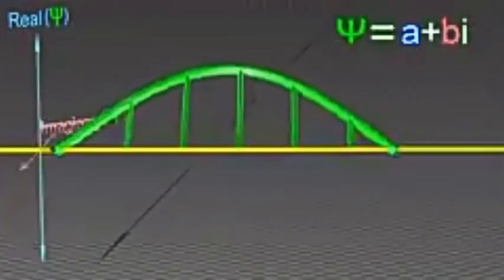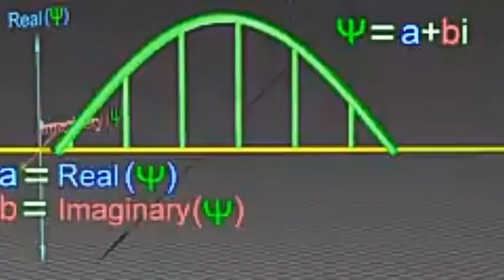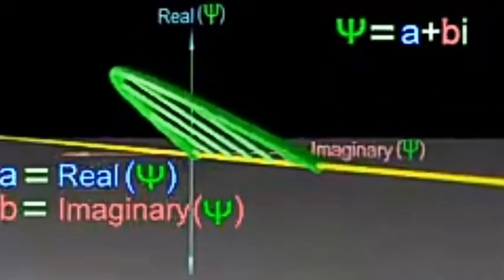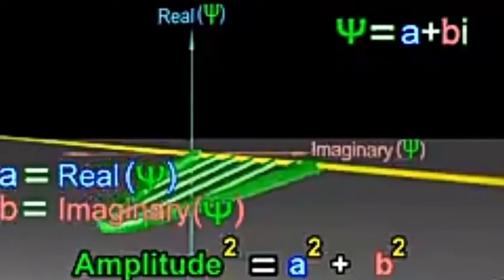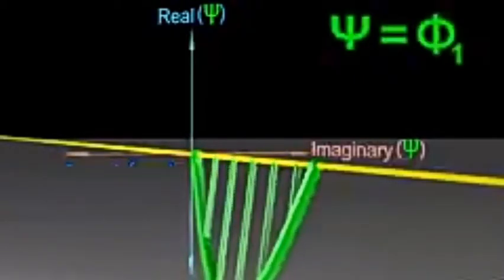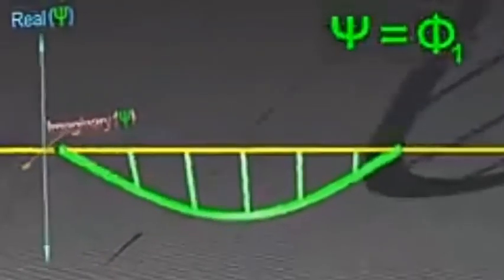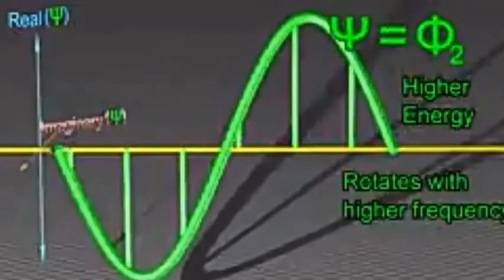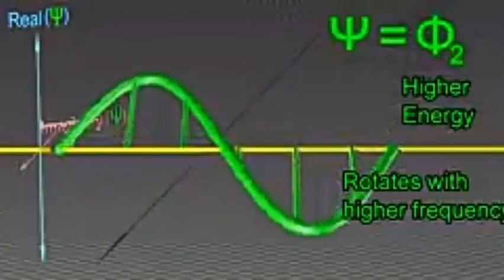At each point in space and time, a wave function is described by a complex number. Psi is equal to a plus bi. All complex numbers have a real component and an imaginary component. Amplitude square is equal to a square plus b square. A particle with higher energy rotates with a higher frequency, and it will look like this. Psi is equal to phi 2.